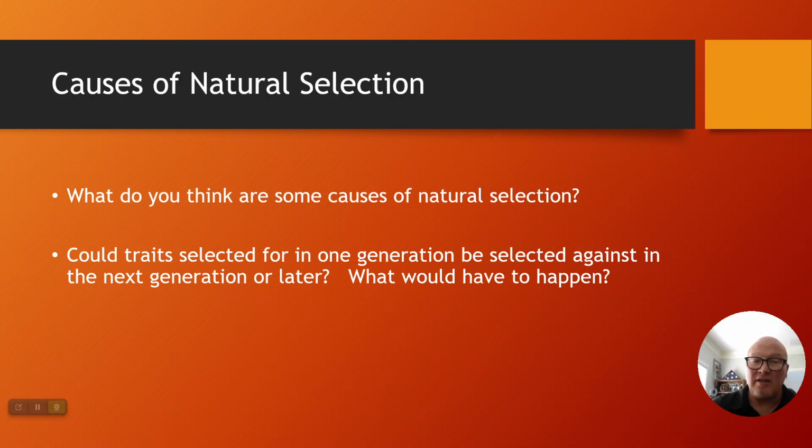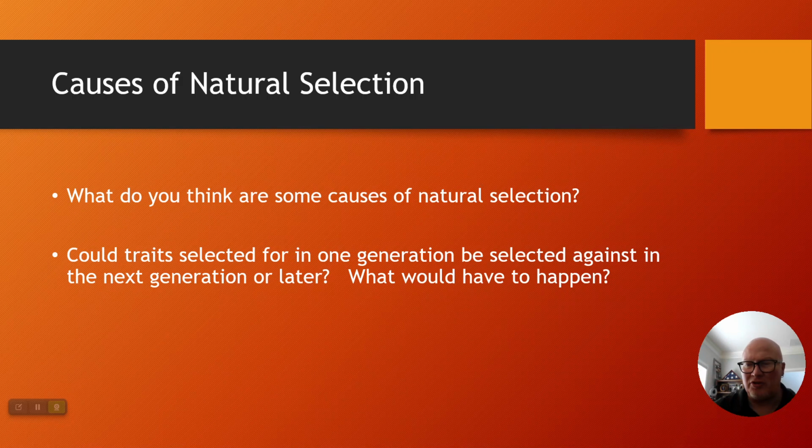So could traits that are selected in one generation be selected against in the next generation or later? And then what would happen? Well, of course it could, because the environmental situations could change. There could be one type of food available in a particular ecosystem, and then something could happen and that particular food gets wiped out. And so what may have been selected for, the ability to eat this particular food, as you move from one generation to the next, it may not get selected for in the next generation.